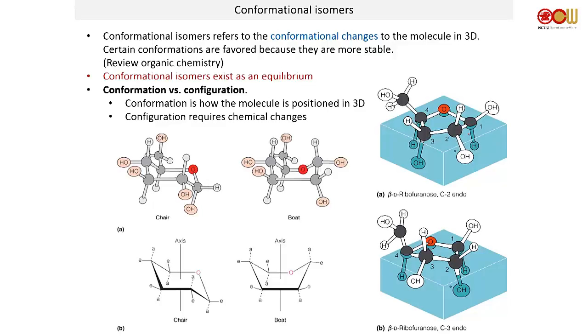Now, conformational isomers refers to conformational changes to the molecule in 3 dimensions. Certain conformations are favored because they're more stable. Obviously, you can check your organic chemistry textbook. For example, you have chair or boat. Chair would be more favorable than boat because everything is pointed away. However, with temperature at, let's say, 37 degrees, you have a certain amount of kinetic energy there, so the molecule is going to rotate and move around, so it's going to be an equilibrium between the two forms. It's just that maybe 70% of the time it's in one form, 30% of the time it's in another form. These things are referred to as conformational isomers.